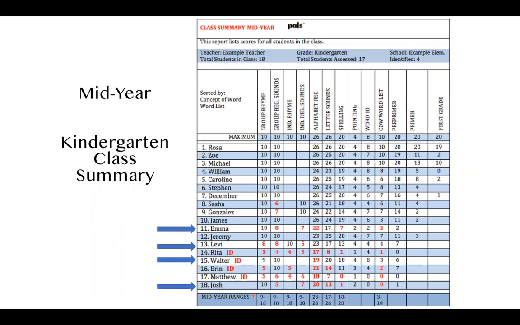And we want to look back at their history, dig into their task scores, and see where they were in the fall on each of those tasks, because in many cases, though they were not ID'd in the fall, given that they're not within the mid-year range now, that's indicative of very little growth, and really strong consideration should be given to giving them additional support.